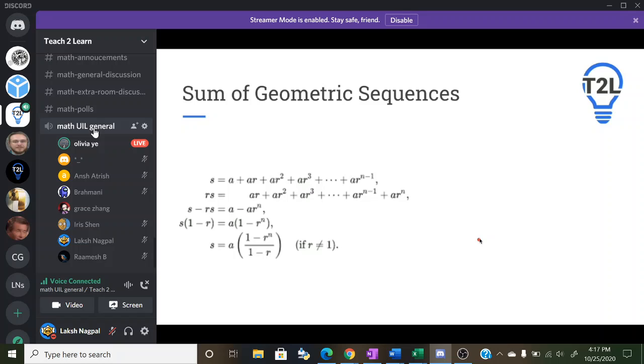Okay, on to a new topic. Sum of geometric sequences. So now that you know what a geometric sequence is and how to find the common ratio, you can use that to find the sum of a sequence. Sometimes on tests, they'll give you the sequence and then ask you to add it up. The easiest way to do this is to just use the formula where r is the common ratio and S is the sum you're looking for.